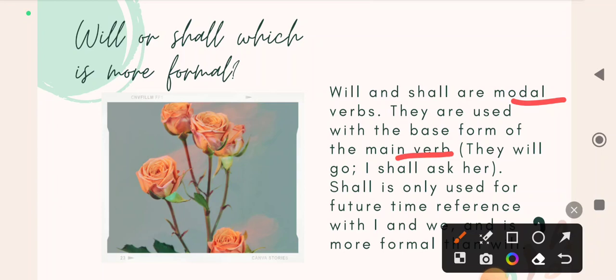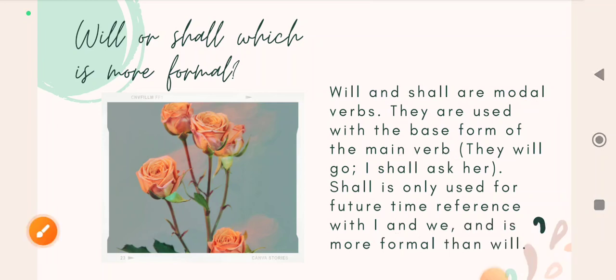Shall is only used for future time reference. As I have already discussed, it is only used with future time reference, nothing else, and it is more formal than will. Shall is more formal than will, but most of the time we use will. Always remember that whenever you make a question and the subject is I or we, in that case you have to use shall. Alright, I hope it's clear. Otherwise there is no such big difference between shall and will.